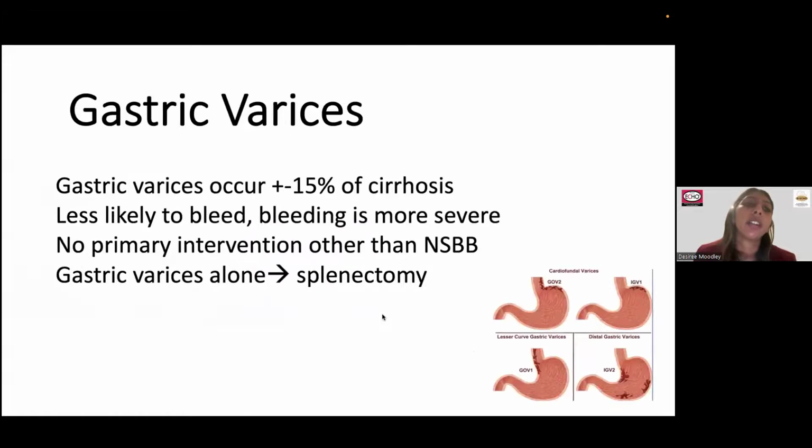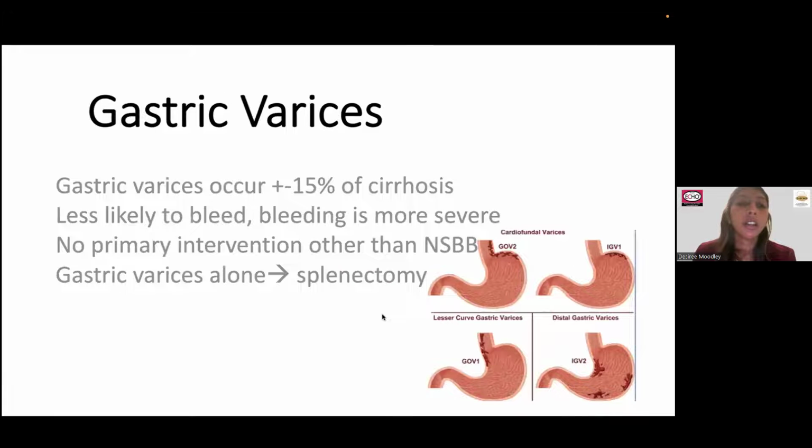Looking at gastric varices, they occur in up to 15% of cirrhotics. They're less likely to bleed, but when they do bleed, it's more severe. The primary intervention used here is a non-selective beta blocker. If they only have gastric varices, no esophageal varices, then you can consider doing a splenectomy for them. And then I've just put in a picture of the Sarin classification.